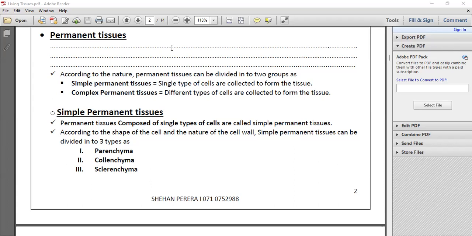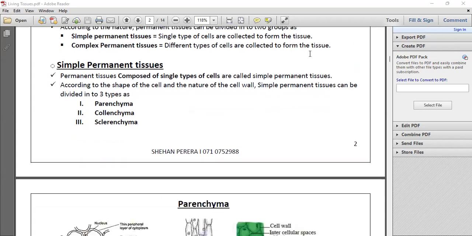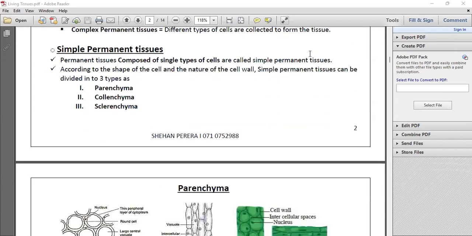Now we have simple permanent tissues, same type of cells, no cell division in those, right? According to the shape of the cell, very important. Simple permanent tissues are also categorized into three types. How does the categorization take place? Depending on the shape of the cell and the nature of the cell wall, these simple permanent tissues are categorized into three types: parenchyma, collenchyma, and sclerenchyma.